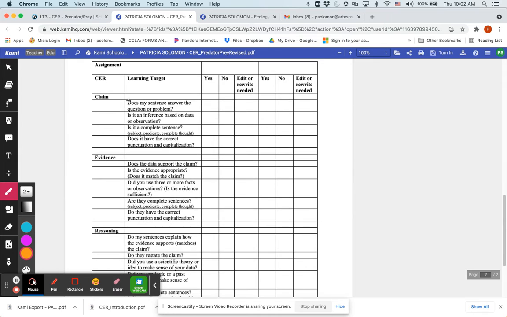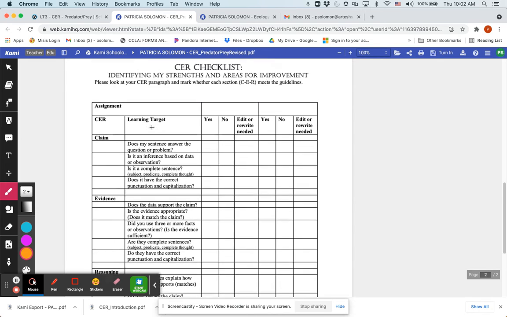Once you get your claim written, you're going to go down to your checklist. Do your sentences answer the question or problem? Is it an inference based on data or observation? Is it a complete sentence? And does it have the correct punctuation and capitalization? If you can check all these things off as yes, then you can go back and start answering the evidence.